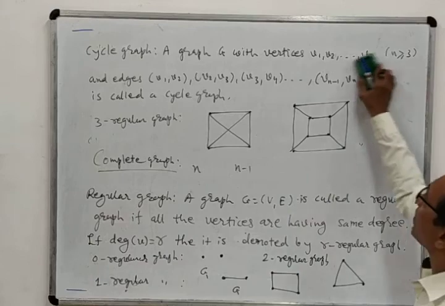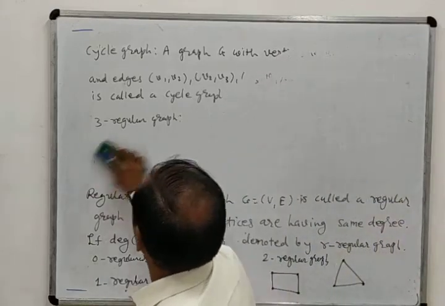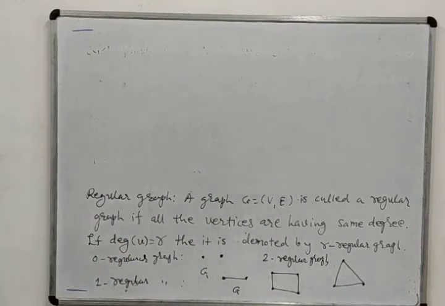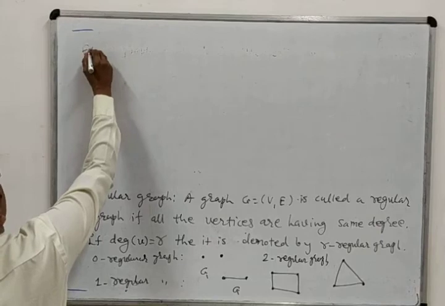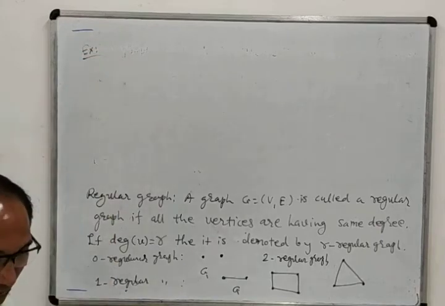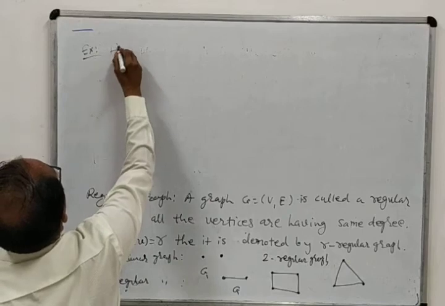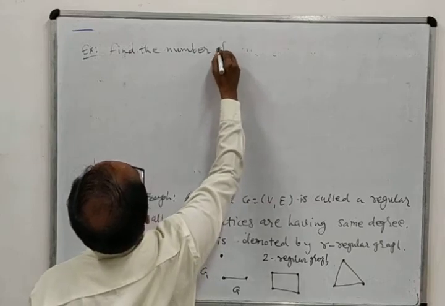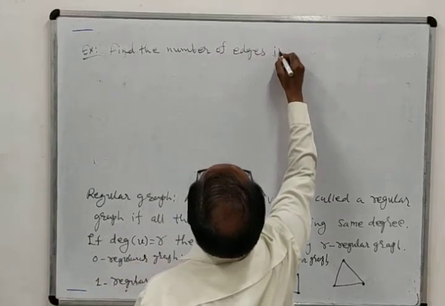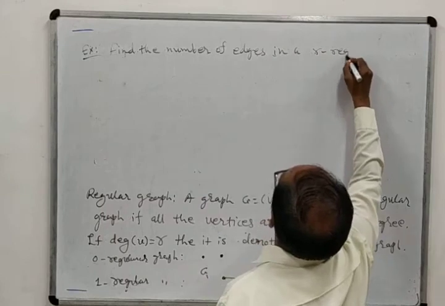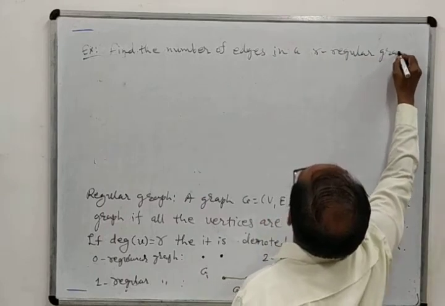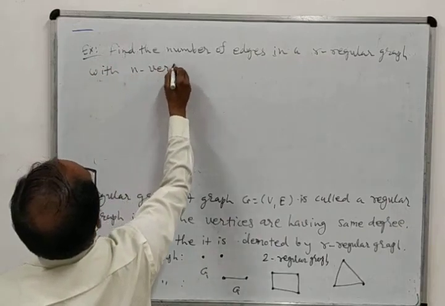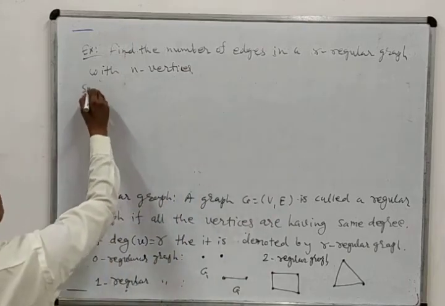So we will note down these definitions. Then let us see one example. Find the number of edges in an R regular graph with n vertices. So the solution is very simple.